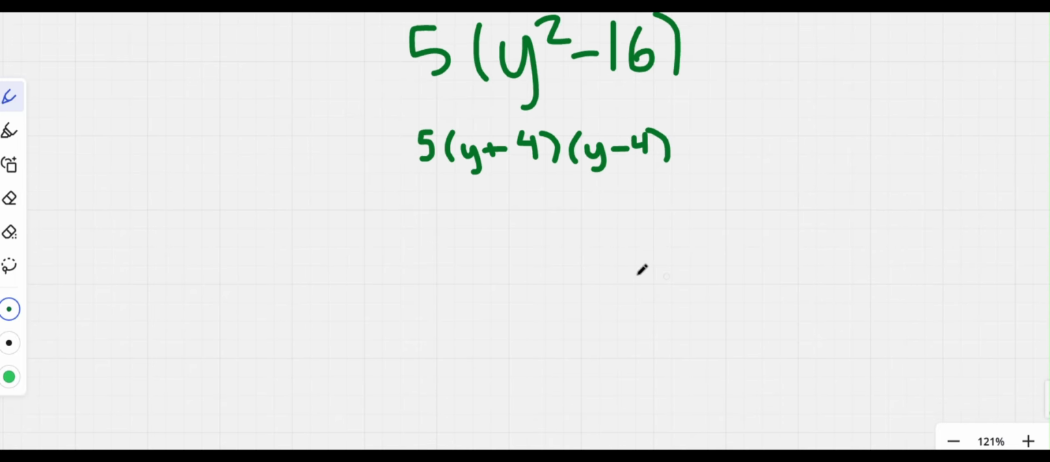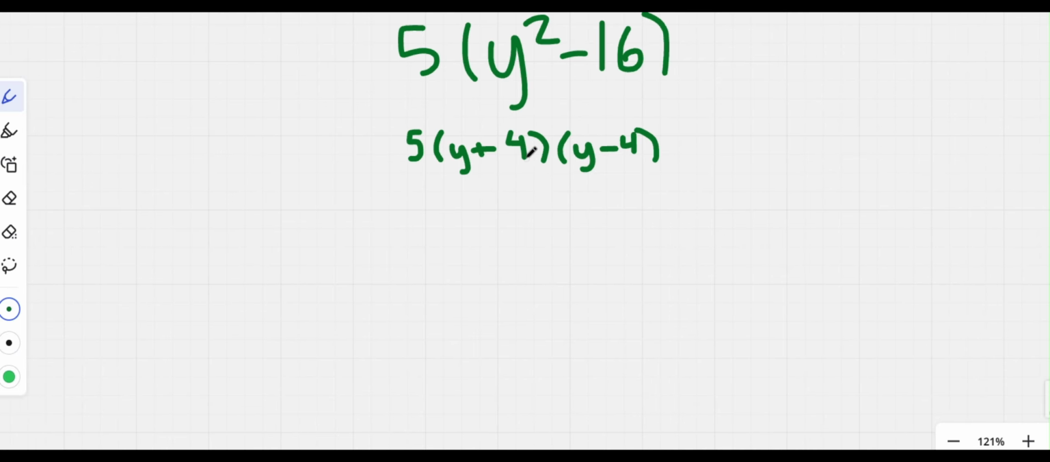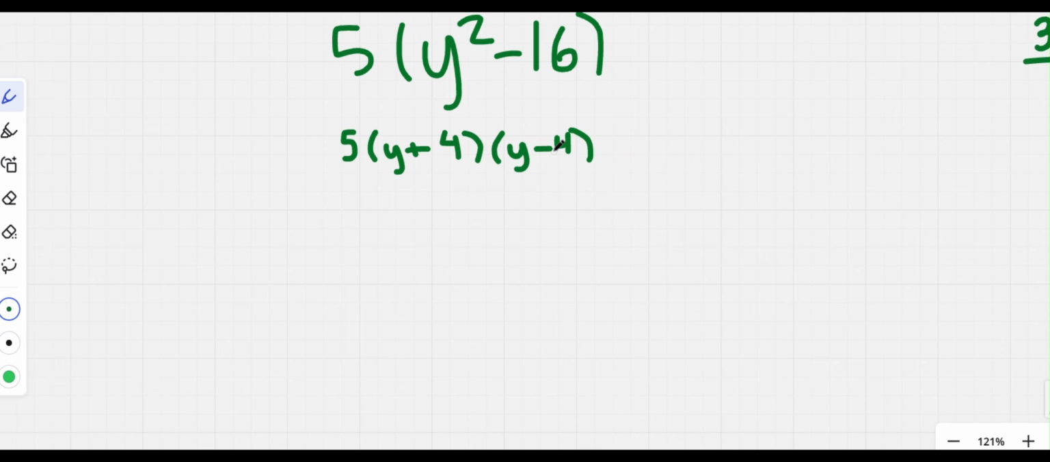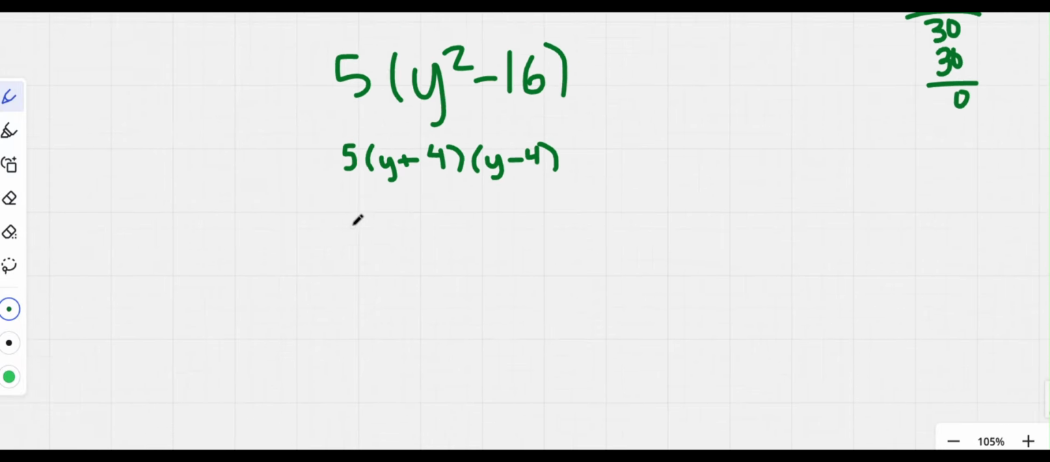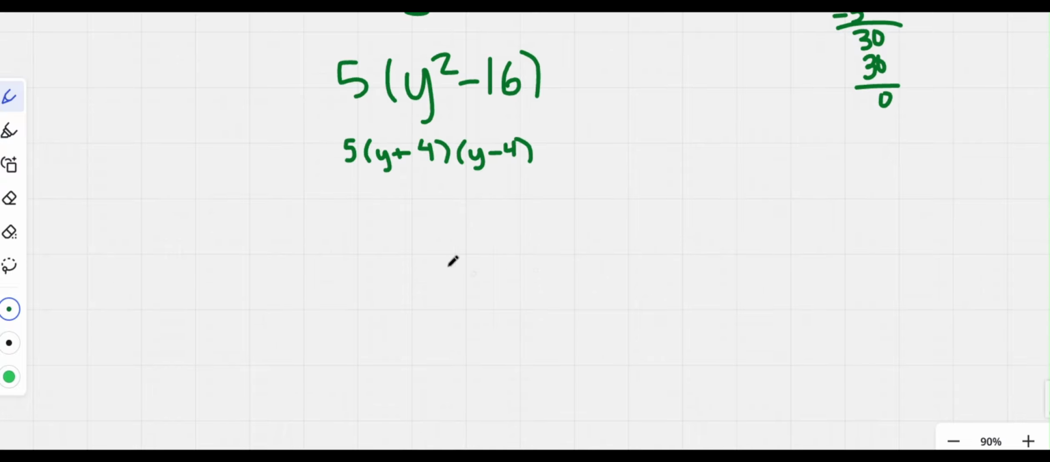Now we still need to find the prime factorization. Now, 5 is a prime factor. It's only divisible by 1 and itself. Y plus 4, can it be factored by anything else? No. But here, y minus 4, can that be factored by anything else? No, there is no common factor between y and 4. And there is no common factor between y and negative 4. The next expression is y plus 4.